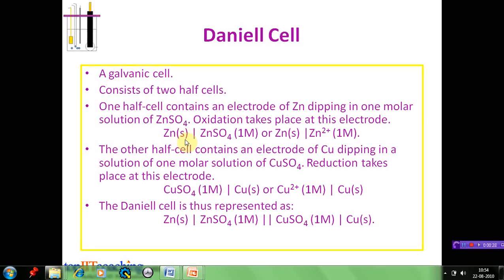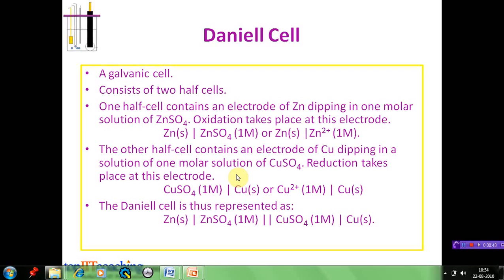So while representing the anode, we write the electrode first, that is zinc, and s represents its solid, then a pipe character, which means that there is a difference between the phases of these two. Then we write the electrolyte, that is the zinc sulfate, and we mention its concentration as well, which is 1 M. Instead of zinc sulfate, we can also write zinc ions.